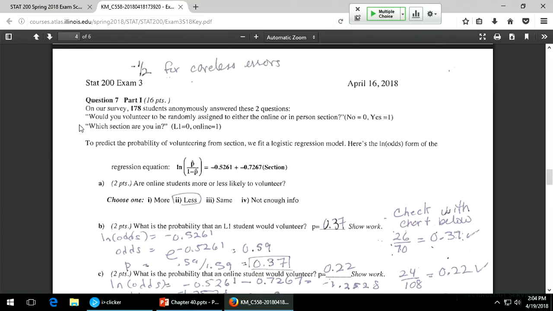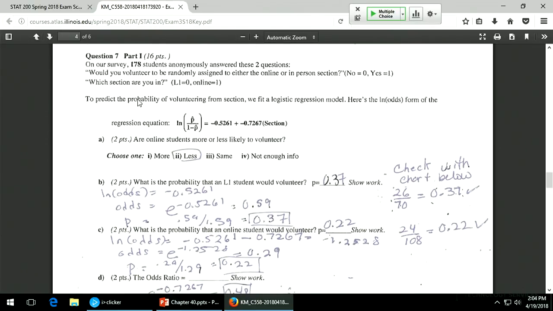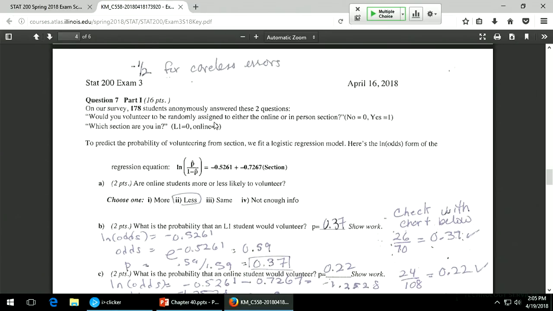So that's why we asked you on the last survey, would you volunteer to randomly be assigned to the in-person or the online section? Because we're going to try to do this next semester. We wanted to see whether there was a difference between the responses of people who are in-person and online. And it seems like in both Stat 100 and Stat 200, the online people are more reluctant to be randomly assigned. They like being in the online, they don't want to be randomly assigned. It's even clearer in Stat 100 that they want to be in the online section.